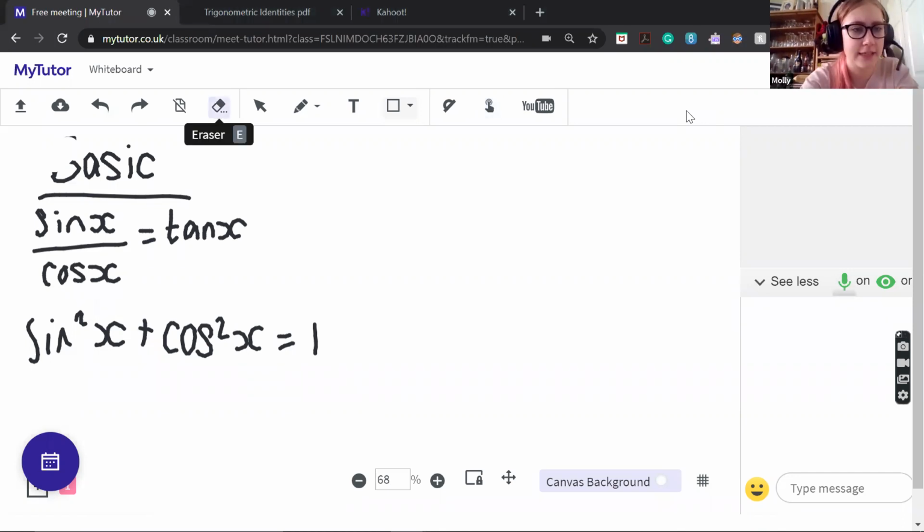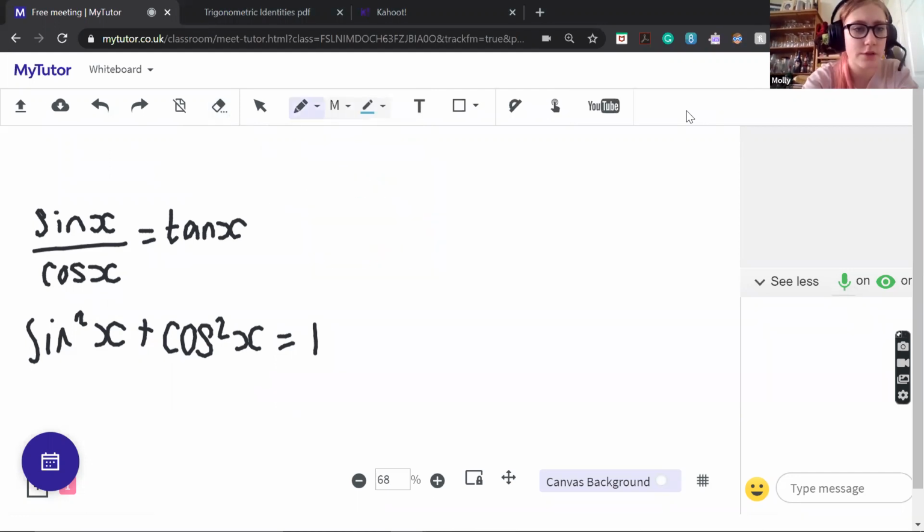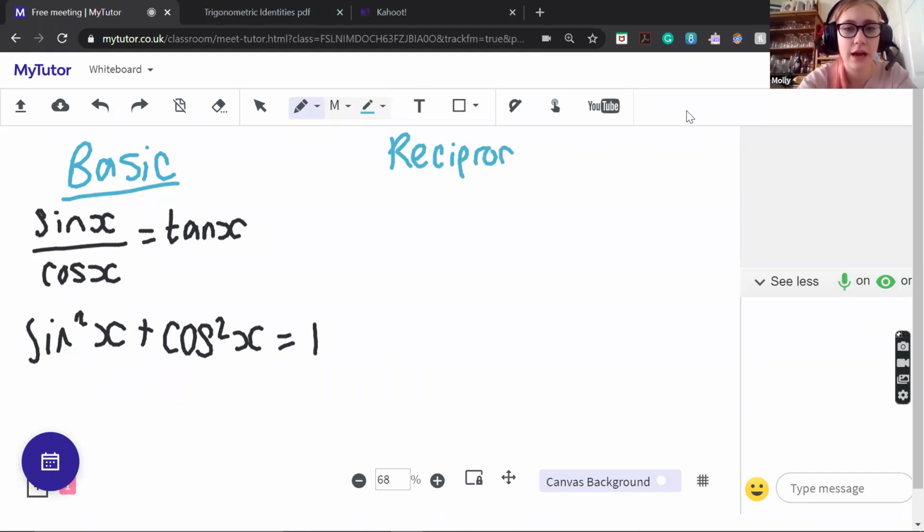I'm actually going to put the headings in different colours so that you can differentiate them. So these ones, as I said, I'll call basic. We use these ones a lot. Then we have some that are not inverse, they're called reciprocal. I think that's how you spell reciprocal. And what this means is 1 over. And we have 3 of these. So these are the things that you'll have been seeing.